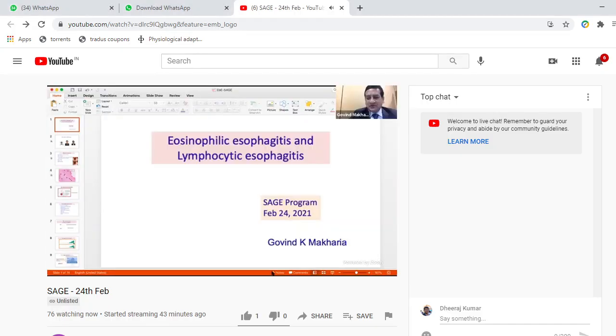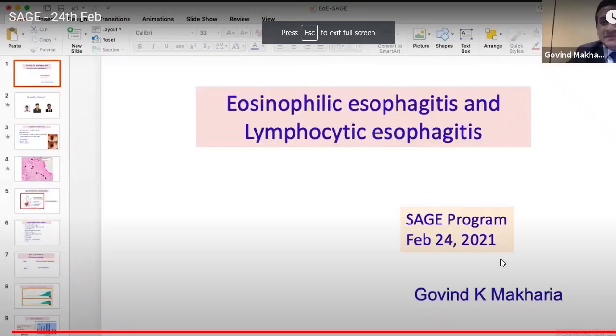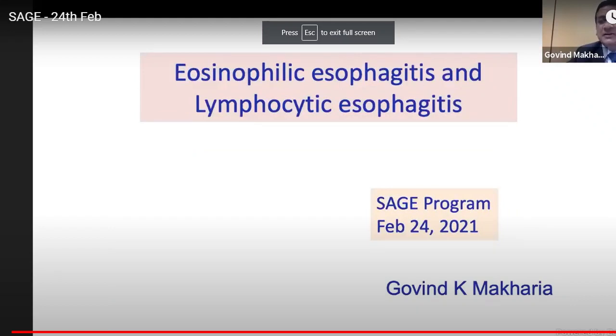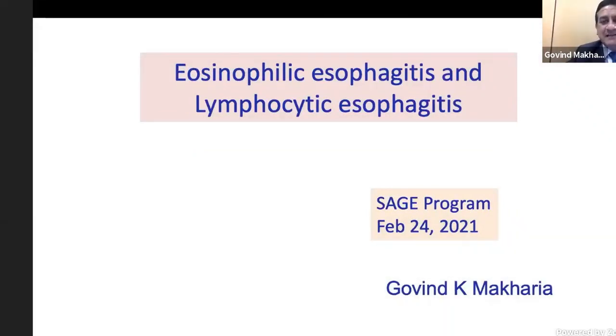After Amit's wonderful talk, there is one other important entity which we don't discuss much. We believe it is important that we start recognizing disease entities called eosinophilic esophagitis and lymphocytic esophagitis. I'll talk more about eosinophilic esophagitis because it is much more recognized compared to lymphocytic. Lymphocytic esophagitis is still evolving and we don't have much data. So most of my talk will be based upon eosinophilic esophagitis.